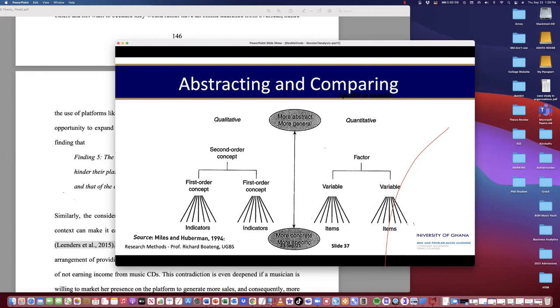Now, in quantitative studies, those of you who have done quantitative data analysis before, exploratory analysis, you see that it's the same thing. At first, you have items and you measure them to get a variable. Then you look at the factor analysis to generate the factors that matter. That's what you are doing, and it's similar to what we are doing.